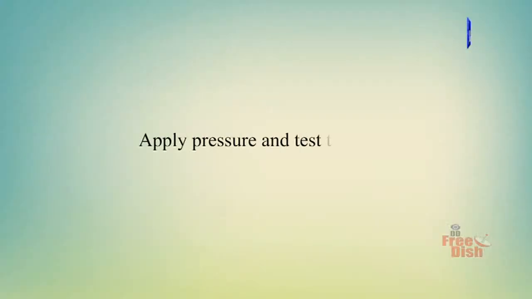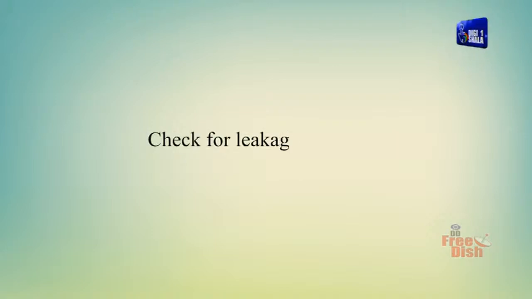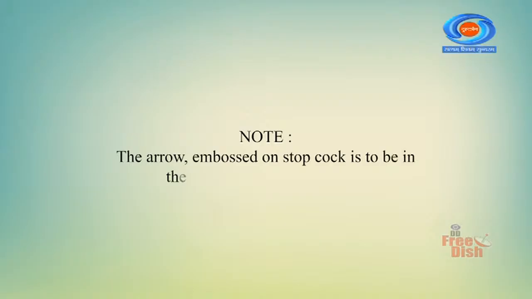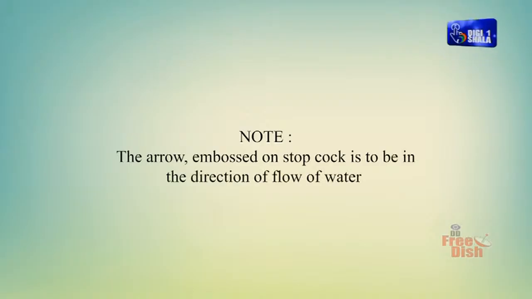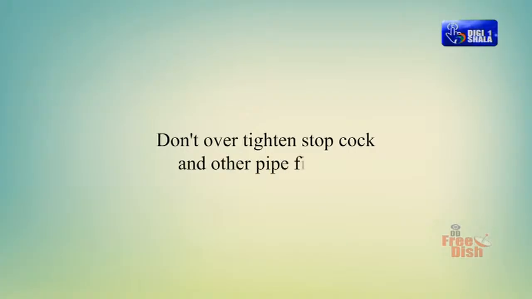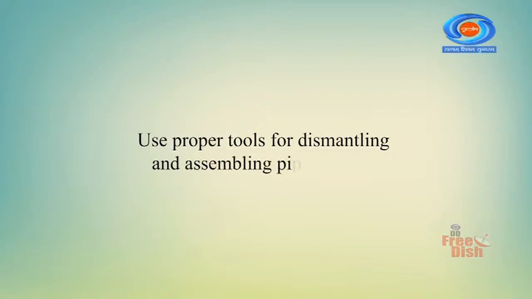Apply pressure and test the pipe joints and stopcock. Check for leakage, if any, to ensure proper working. Note: the arrow embossed on stopcock is to be in the direction of flow of water. Check the direction of arrow before fitting stopcock. Don't over-tighten stopcock and other pipe fittings. Use proper tools for dismantling and assembling pipe fittings.